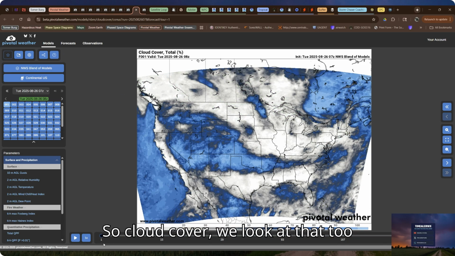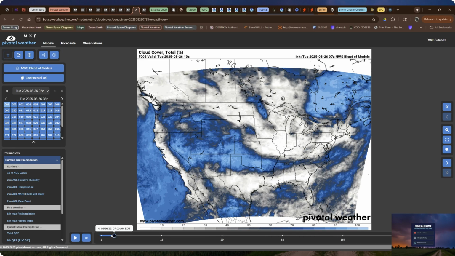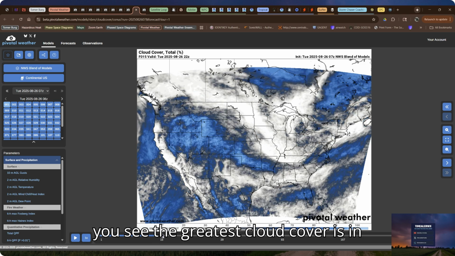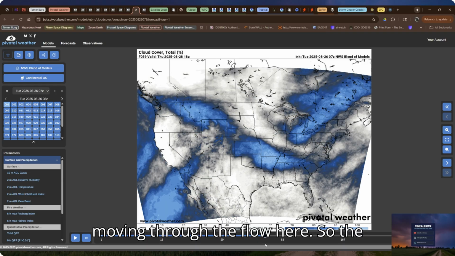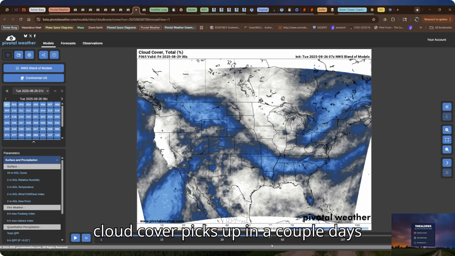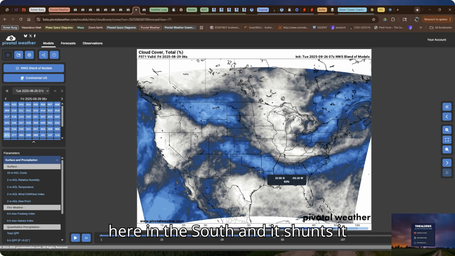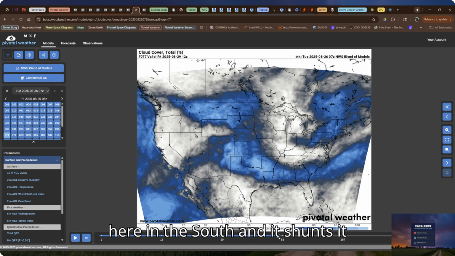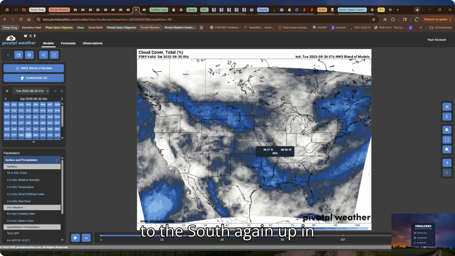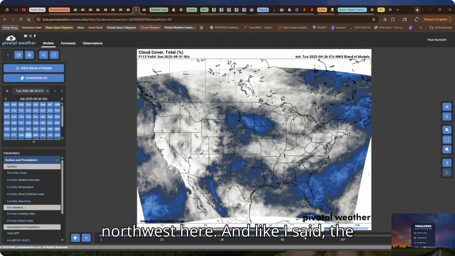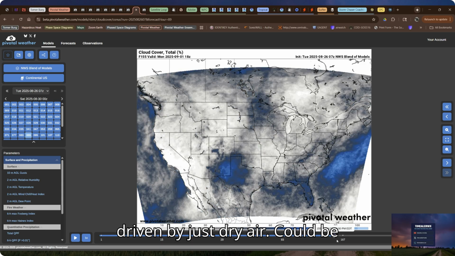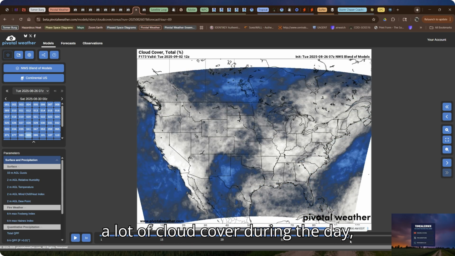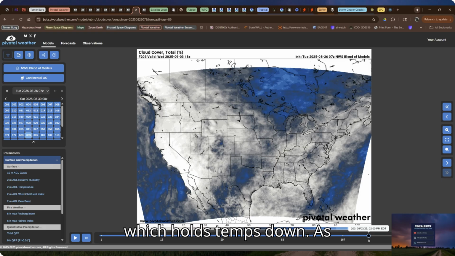So, cloud cover, we look at that too here with this model. You see the greatest cloud cover is in blues, moving through the flow here. So the cloud cover picks up in a couple days here in the south and is shunted to the south again up in the northwest. And like I said, the cooler temps are not necessarily always driven by just dry air. Could be a lot of cloud cover during the day, which holds temps down.